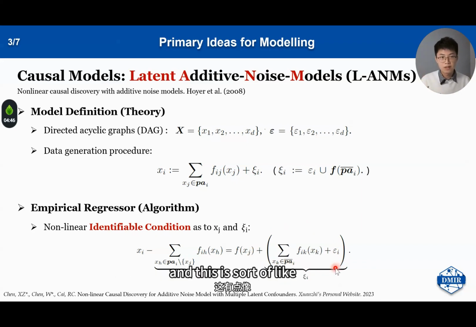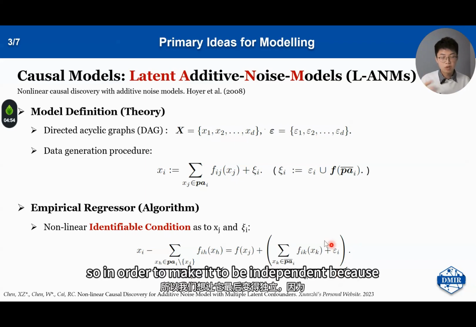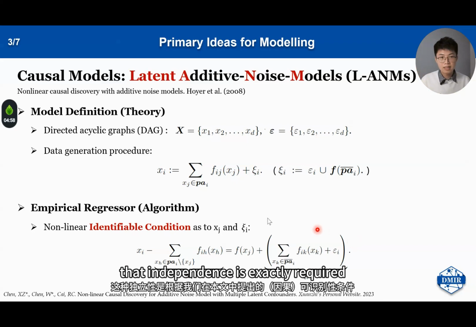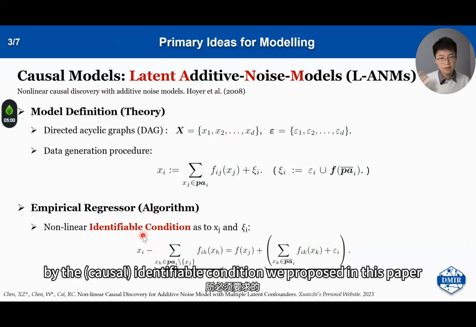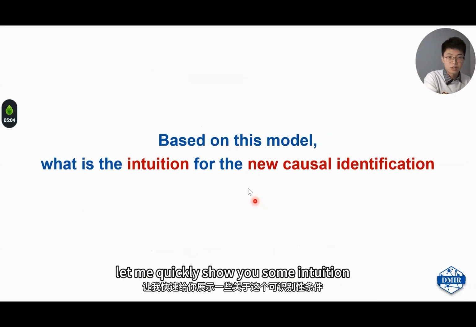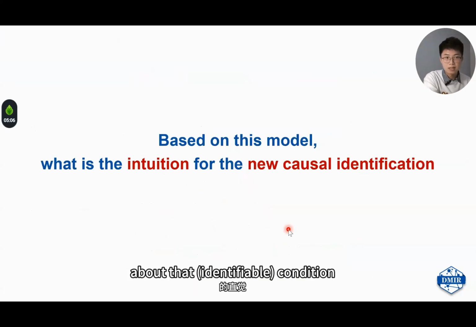And this is sort of like an optimizing procedure. And notice that the extensive noise is like a dynamic changing one, right? So in order to make it independent, because that independence is exactly required by the identifiable condition we propose in this paper. So next, let me quickly show you some intuition about that condition.